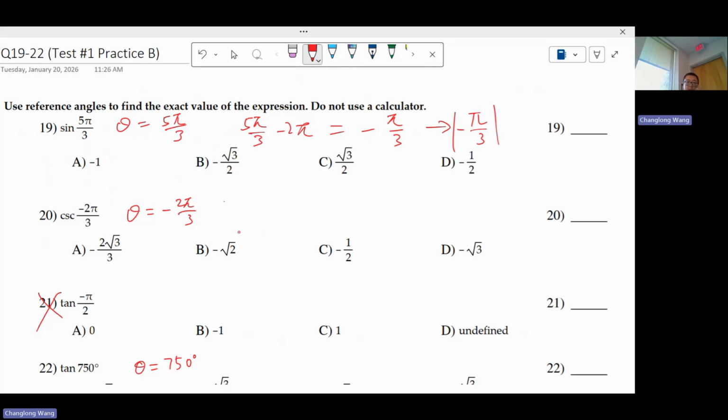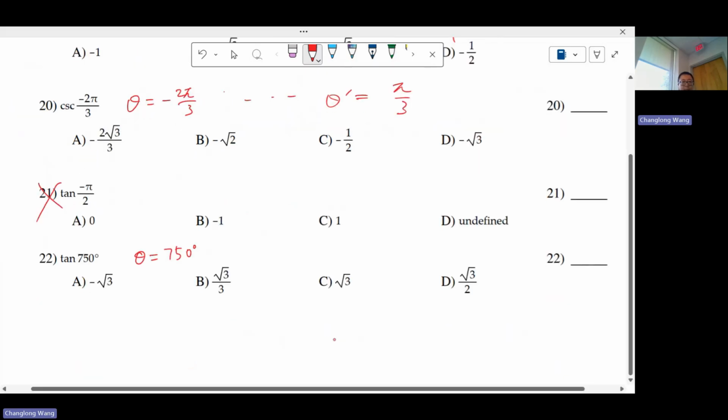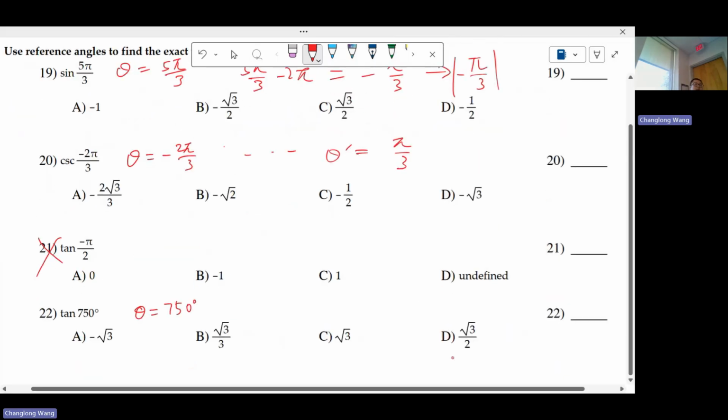All right. So now, what about this one, 20? Well, actually, we did it already, right? So after some math, you figured out the reference angle will just be pi over 3. Okay. Now the last one, 750. Now, can anyone tell me how you did that? Oh, by the way, the reference angle is supposed to be 30, right?